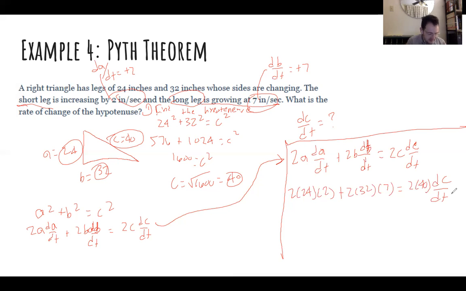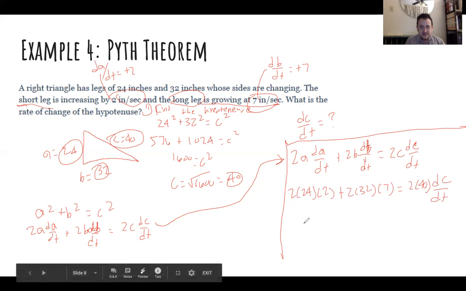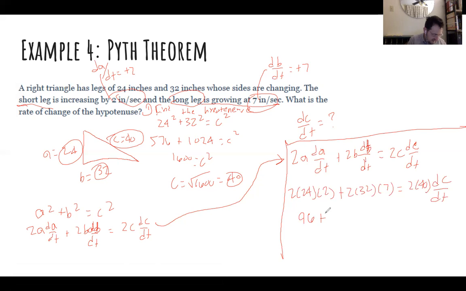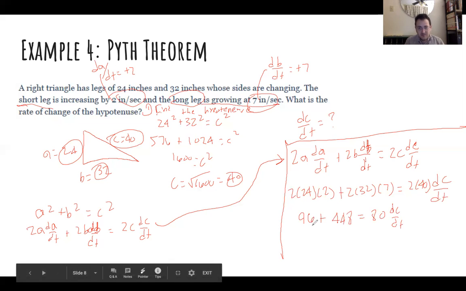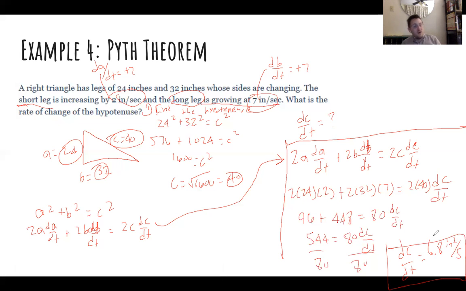So at this point, it is just solving for dc/dt. I'm going to use my calculator. I got a 96 and a 448 equals 80 dc/dt. 96 plus 448 gets me to 544 equals 80 dc/dt. I'm going to divide by 80, and I get that dc/dt equals 6.8, in inches squared per second. So this is your full-on Pythagorean theorem problem.